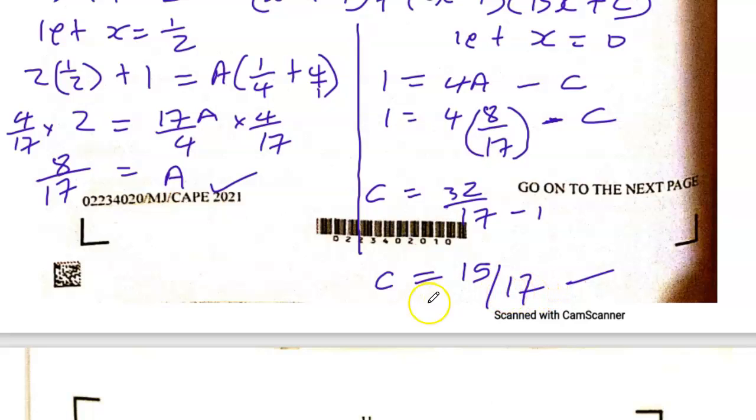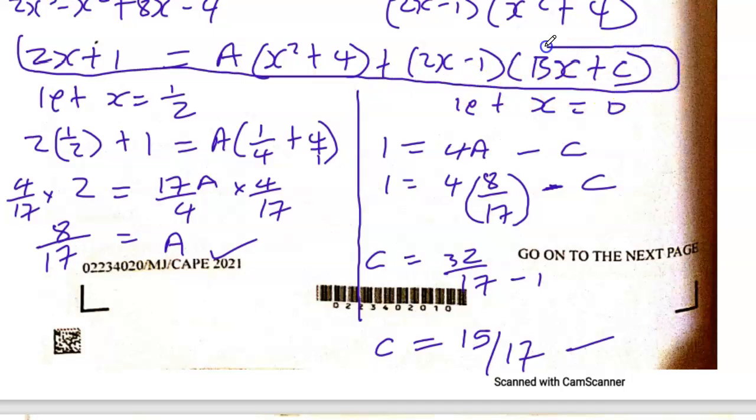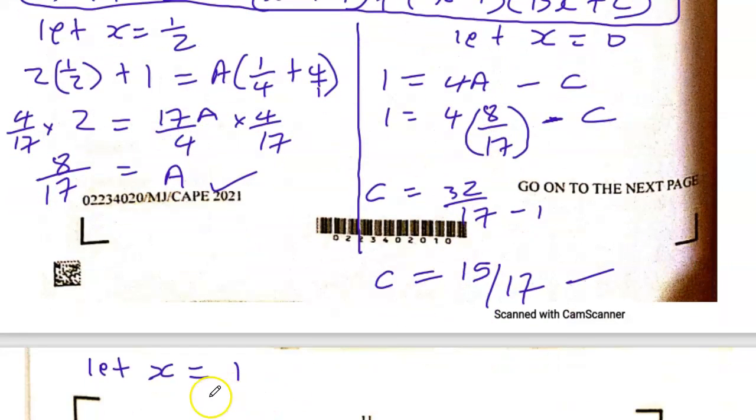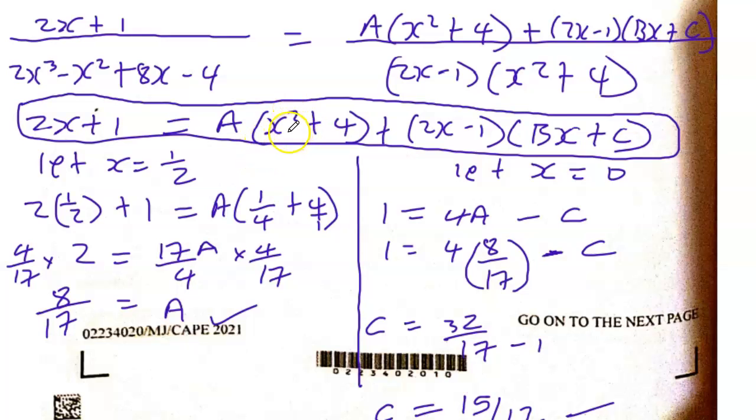of b. So this time we can let x be equal to 1. Alright, and the same thing, let x be equal to 1. So on the left hand side, remember we're using this now. Let x be 0, we're using this. Let x be half, we're using this. Now we're letting x be equal to 1. So if x is 1, on the left hand side, 2 times 1 plus 1, that's 3. Equal to, if x is 1, we would have 1 squared plus 4, that's 5, so that's 5a.